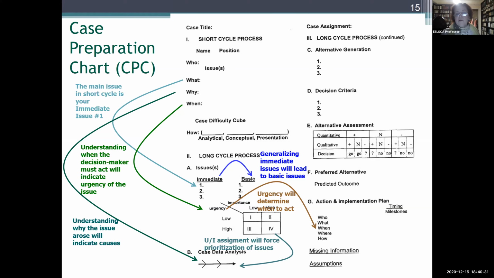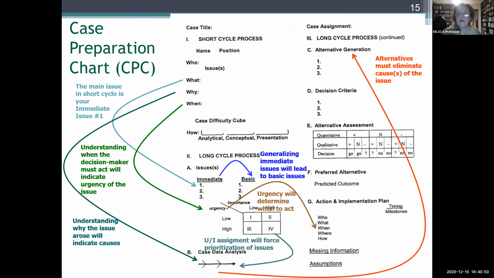After you created your data analysis, in order to act on some of the bones or some of the causes of the issue at hand, you will create alternatives to eliminate these causes. So alternative 1, 2, 3, and then you'll select decision criteria. These are factors which are important for the company. And so create alternatives and then decision criteria.